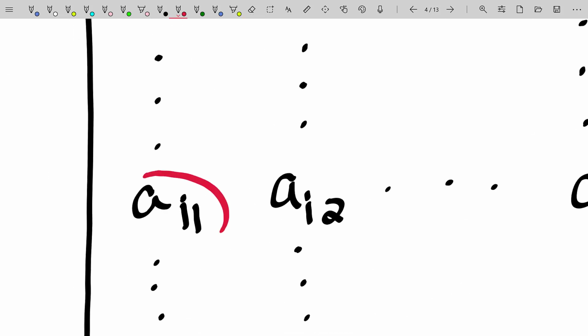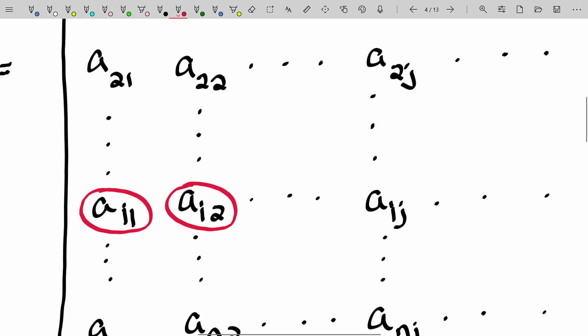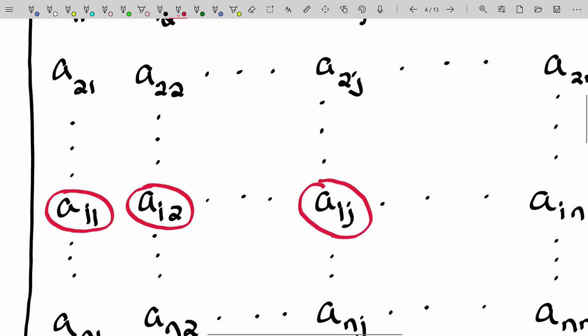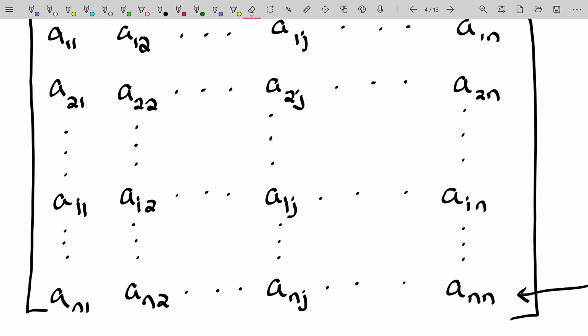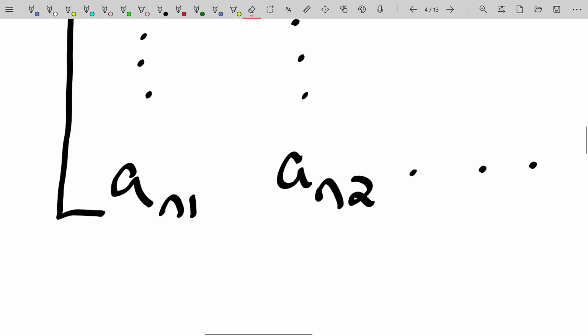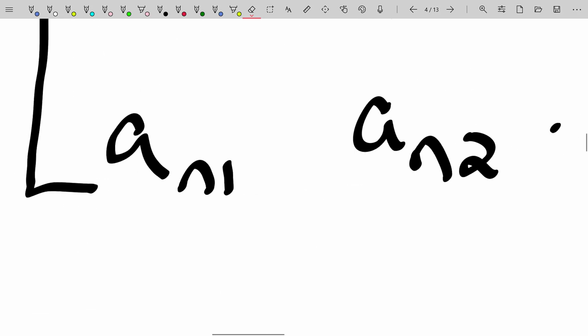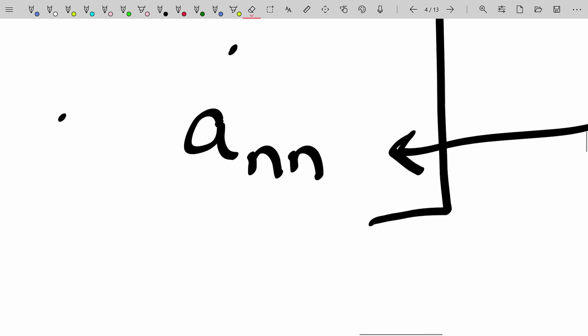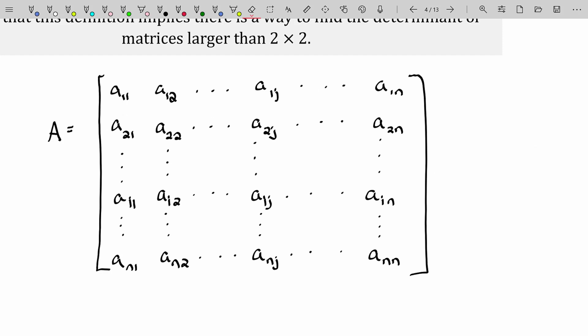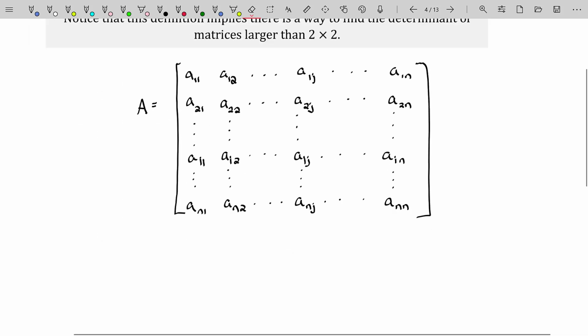A sub i1 means row i, column 1. A sub i2 means row i, column 2. Again, A sub ij, it's right there. And then A sub in, that's row i, column n. And because this matrix has n rows, then the nth row first element is this guy, nth row second element is that guy, and so on and so forth until you get the nth row, nth column, that guy right there. Now I'm just telling you ahead of time, we can compute the determinant of this matrix A. And the notation we can possibly use is this notation right here.